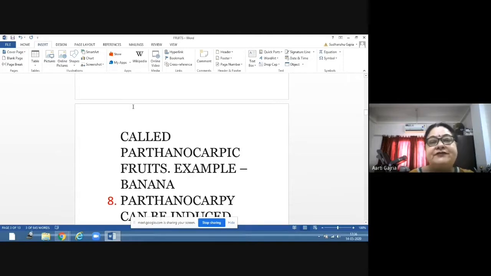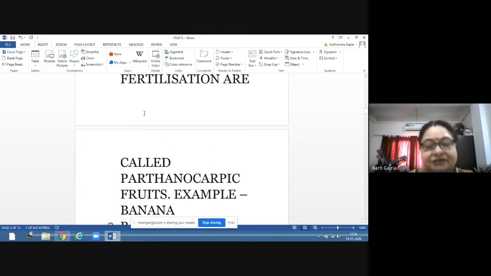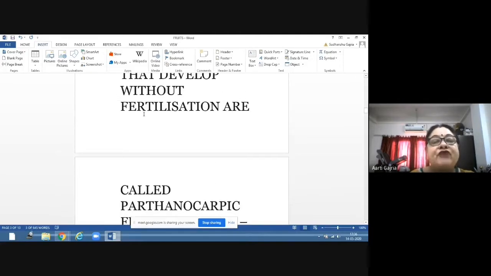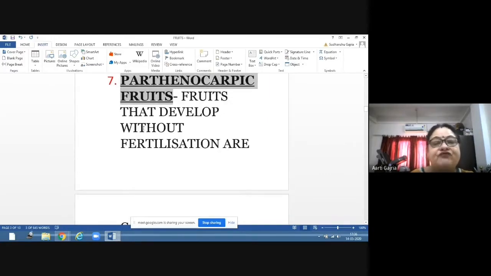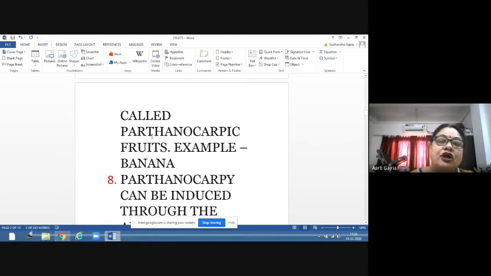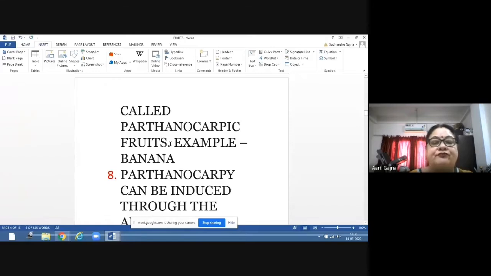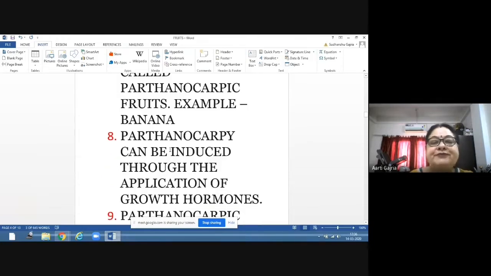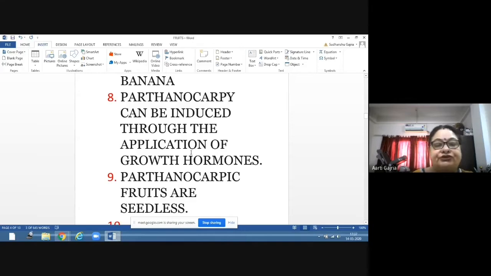So these fruits which develop, we'll see how they develop. When they develop without fertilization, they are called parthenocarpic fruits. An example is banana. Now, how can this parthenocarpy be induced? This can be induced in a plant through application of growth hormones.